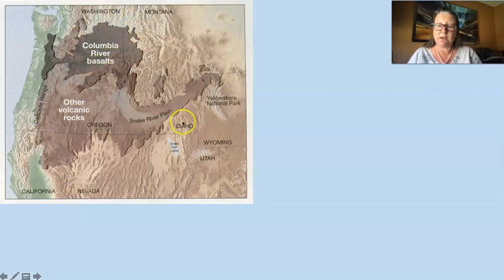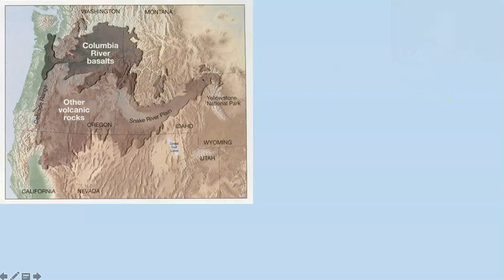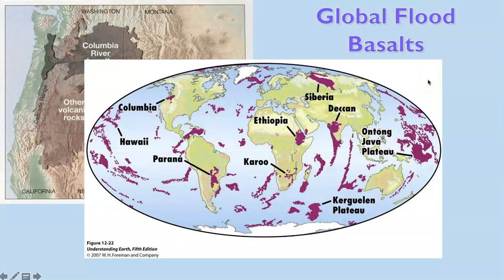And then there are these other volcanic rocks down here that we'll get to a little bit later. But this is the region of that particular flood basalt. Now, globally, there are lots of examples of flood basalts. We just looked at this one, the Columbia River flood basalt, but there are many others. Everything shown in purple here is a huge outpouring of basalt.